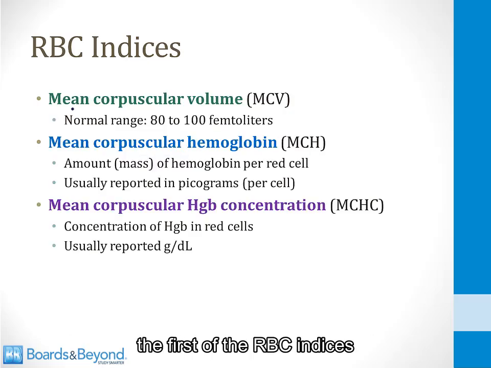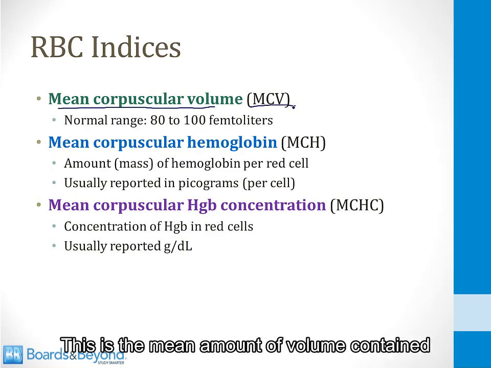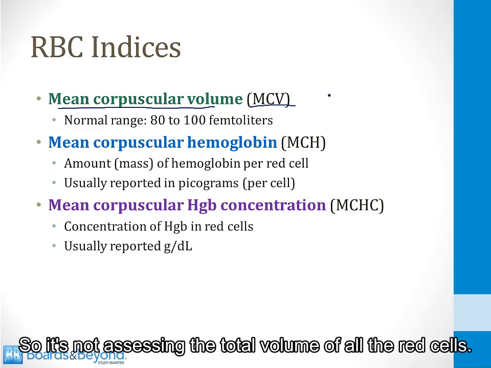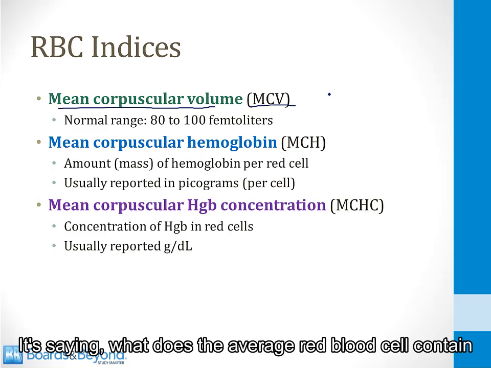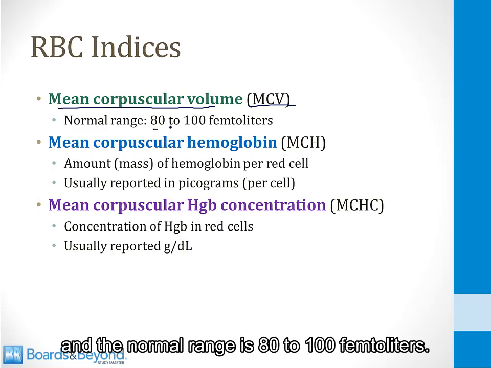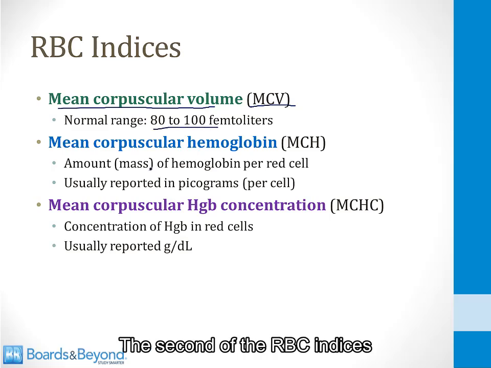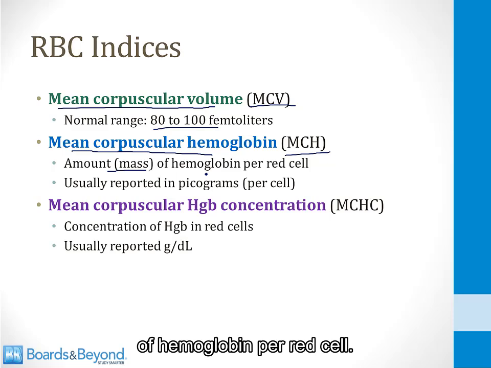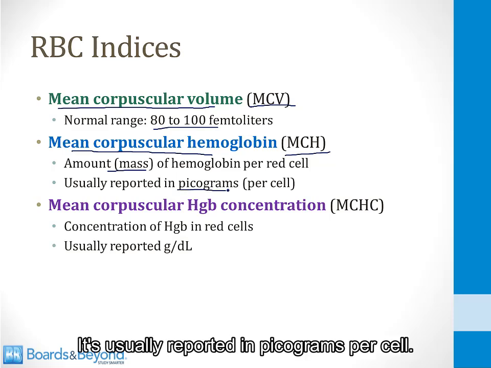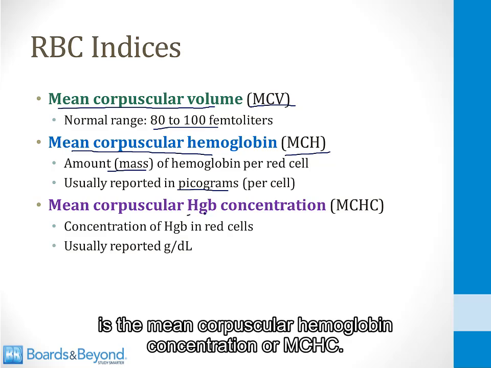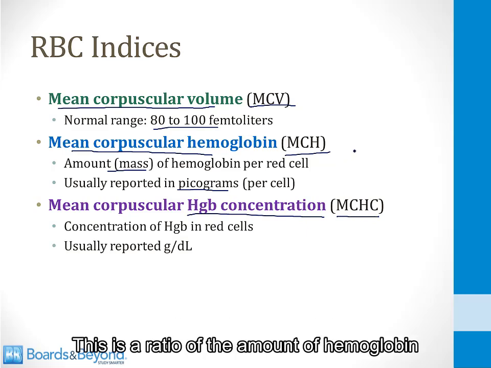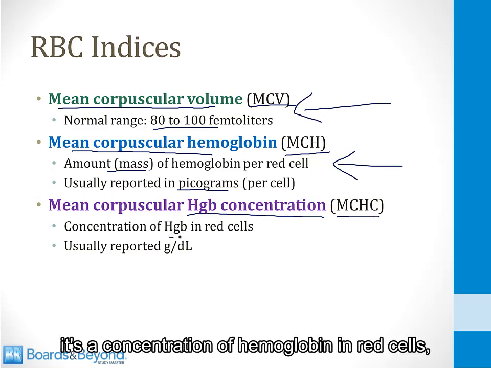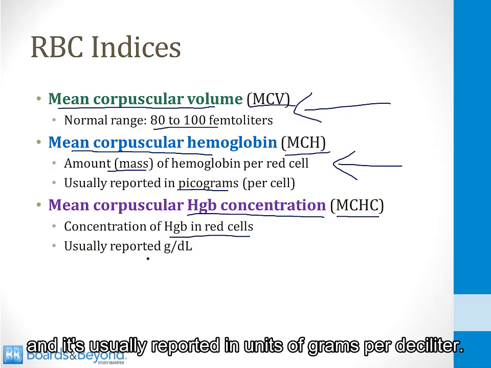The first of the RBC indices is called the mean corpuscular volume, or MCV. This is the mean amount of volume contained inside a red cell. So it's not assessing the total volume of all the red cells. It's saying, what does the average red blood cell contain in terms of volume? And the normal range is 80 to 100 femtoliters. The second of the RBC indices is the mean corpuscular hemoglobin, or MCH. This is the amount in terms of mass of hemoglobin per red cell. It's usually reported in picograms per cell. And then the final measurement is the mean corpuscular hemoglobin concentration, or MCHC. This is a ratio of the amount of hemoglobin in the average cell to the amount of volume in the average cell. It's a concentration of hemoglobin in red cells, and it's usually reported in units of grams per deciliter.